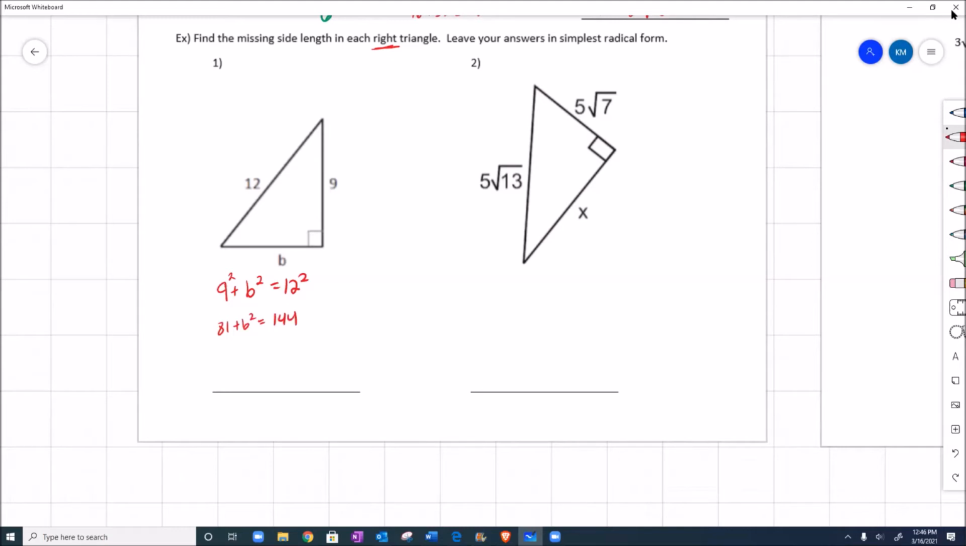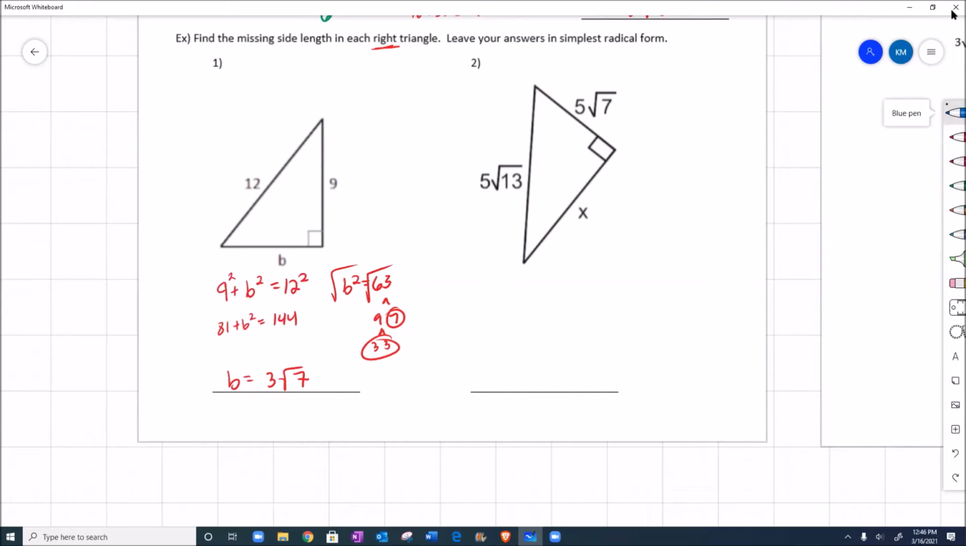We'll subtract 81 from both sides. When we subtract 81 from 144, we get 63, and so we have b squared equals 63. Take the square root. That's 9 times 7, 3 and 3. So we find that b is 3 radical 7. We left our answer in simplest radical form.